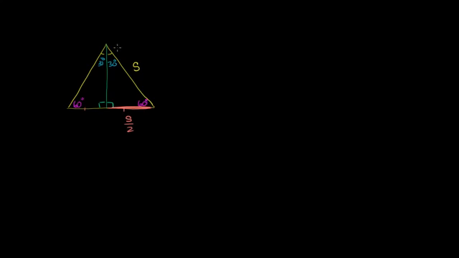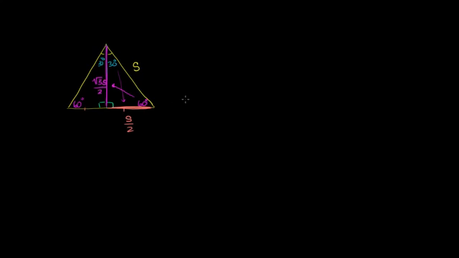And the reason why I care about the altitude is because the area of a triangle is 1/2 times the base times the height, or times the altitude. So if this is S over 2, the shortest side, the side opposite the 30 degree angle, then the side opposite the 60 degree angle is going to be square root of 3 times that. So it's going to be square root of 3S over 2.